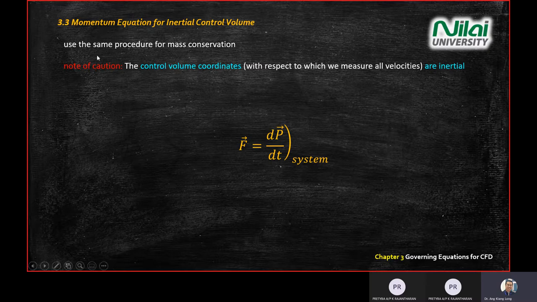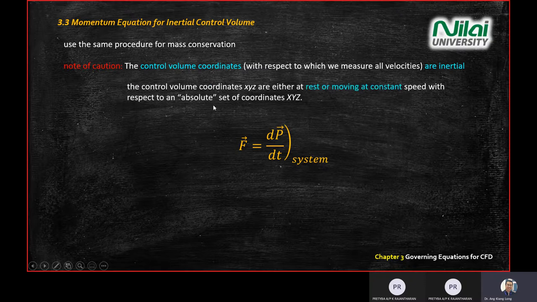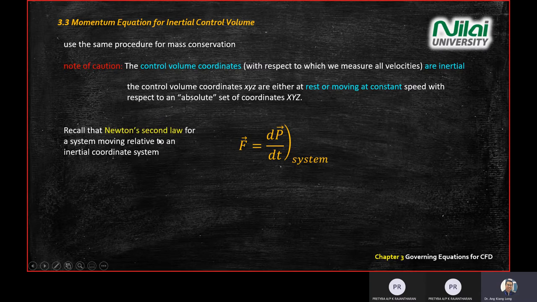Just a note, when we derive the momentum equation, we need to focus on the control volume coordinates. Our control volume coordinates are either at rest or moving at a constant value. The word momentum itself, if you recall from your physics, is equal to mv. You take the mass times the velocity.